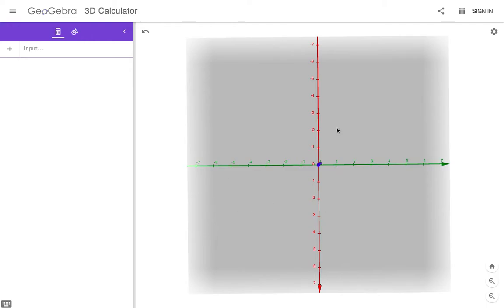Anyway, let's graph a vector. And the way you do that in GeoGebra is you type vector. You click this, and then you type in the endpoint of that vector. So let's just stick with a two-dimensional vector, 2, 3.